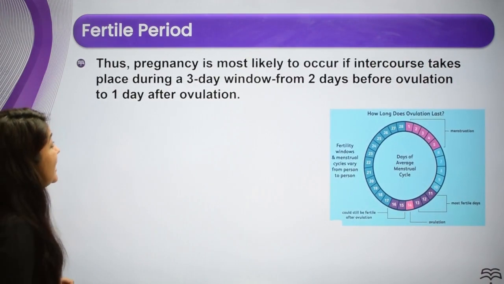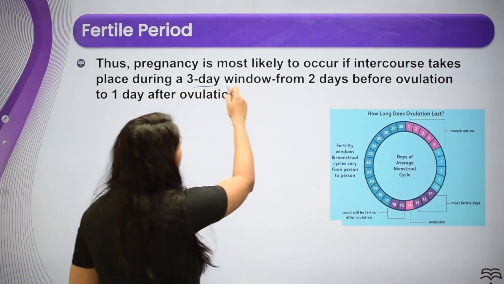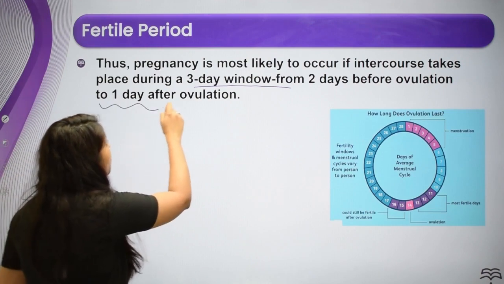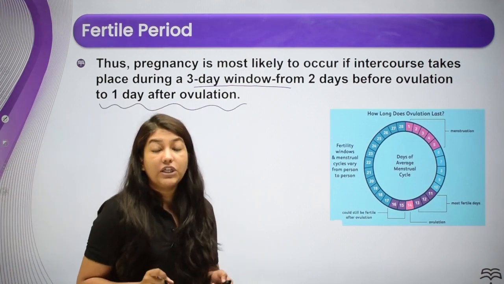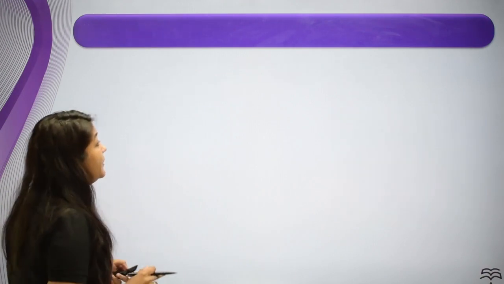All right, see here. Now, pregnancy is most likely to occur if the intercourse takes place during a 3-day window from 2 days before ovulation to 1 day after ovulation. So, this window, this is what? This is the fertile period.